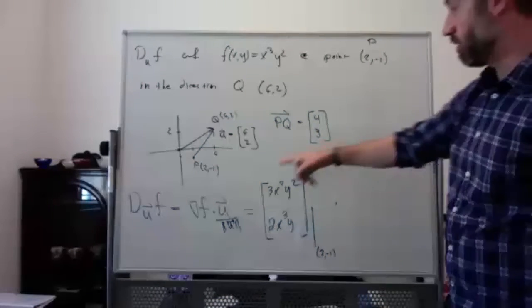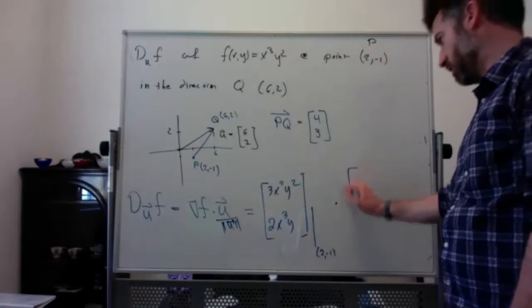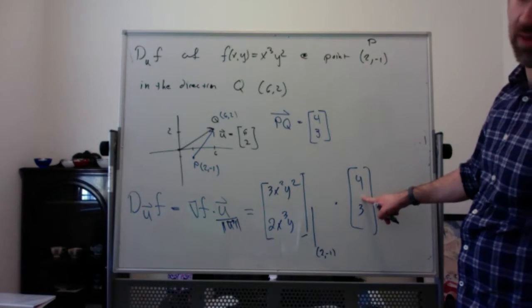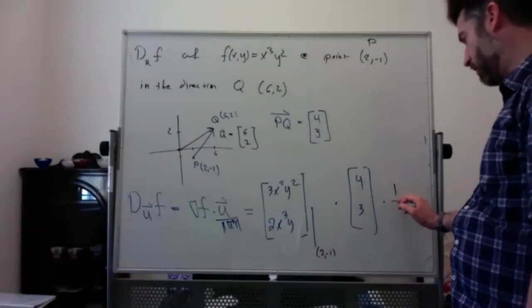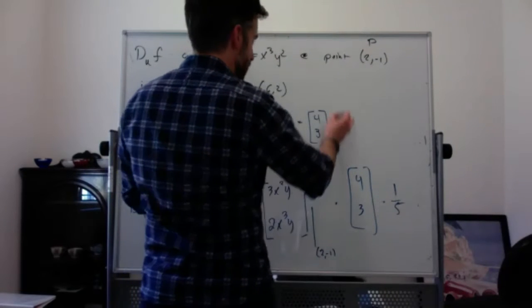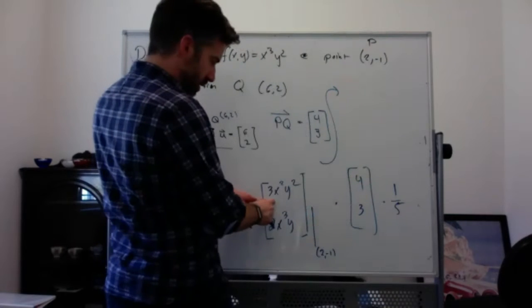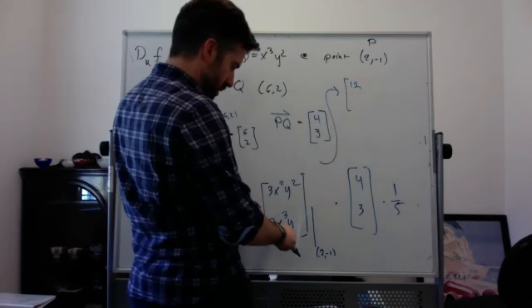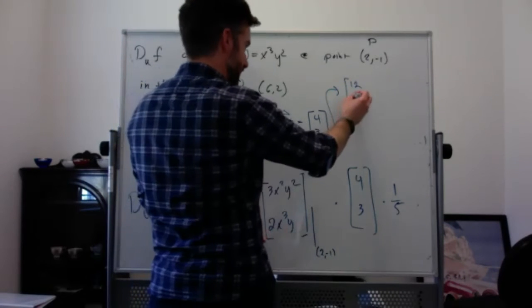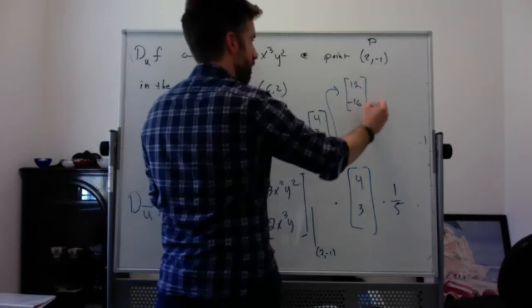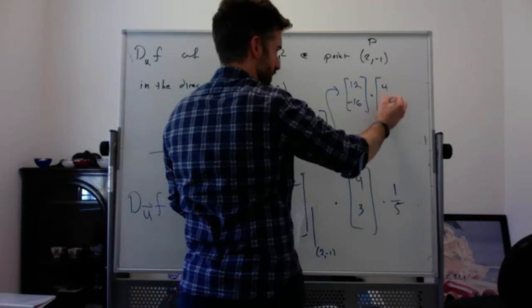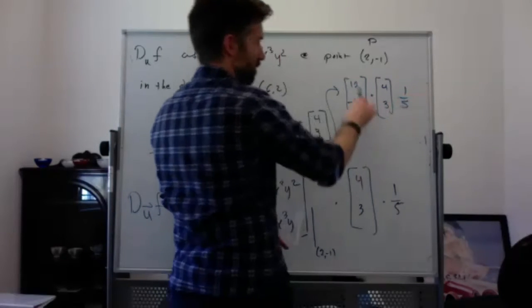Dotted with the vector u divided by its own magnitude, which is just 4, 3. And the magnitude of 4, 3, you're going to see it a lot. The magnitude's 5. So we're just dividing by 5 here. So what do we end up getting here? I'm going to plug in some numbers. We end up with 3 times 4 times 1 is 12. 2 times 8 times -1 is -16. I don't like to divide by this until I have to, so I would just do this. And then 12 times 4 is 48.